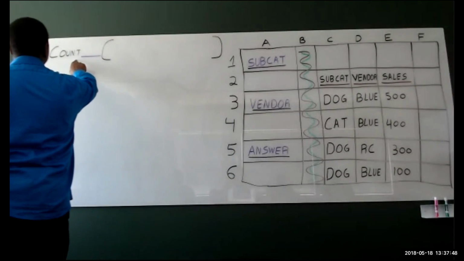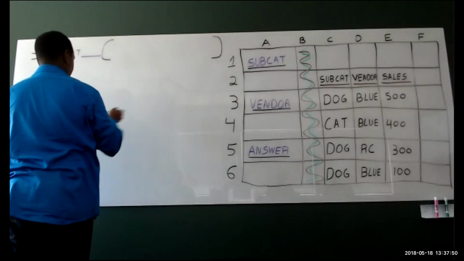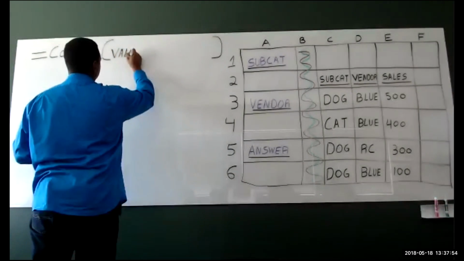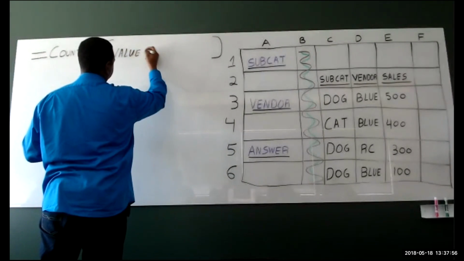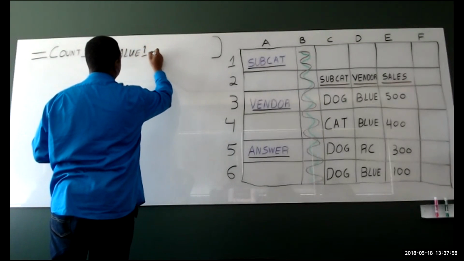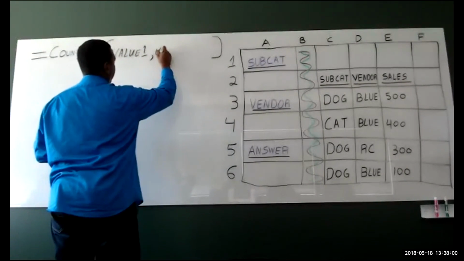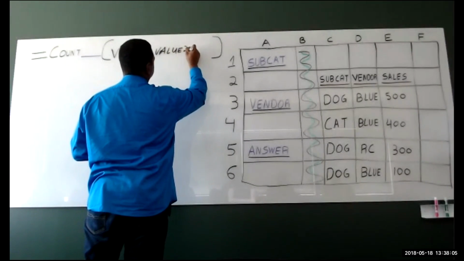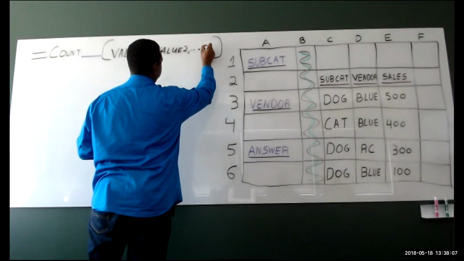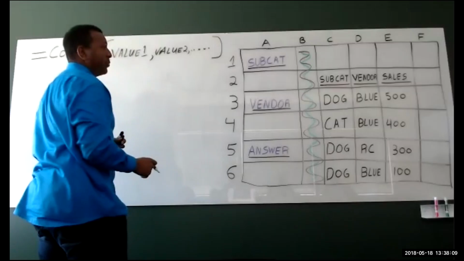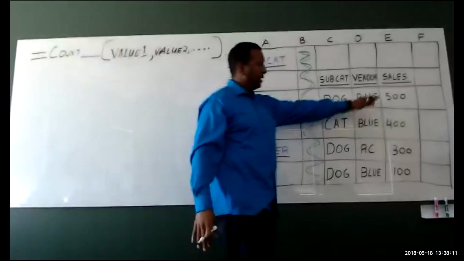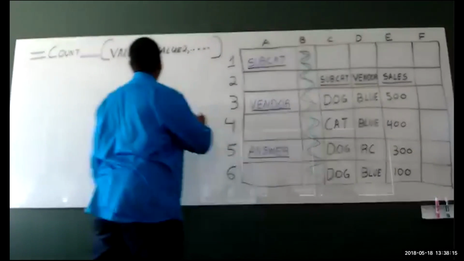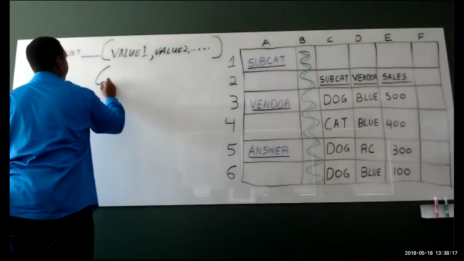You actually type the word count, and the first thing it's going to ask you for is the value. Basically, the value is the range. Value 1, value 2, and so forth. So for this example, we're going to count the number of items within this range of cells. So the formula would look like this.